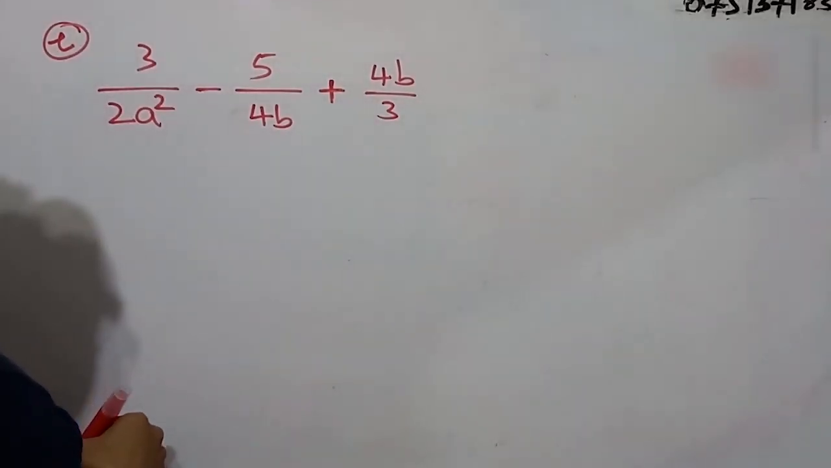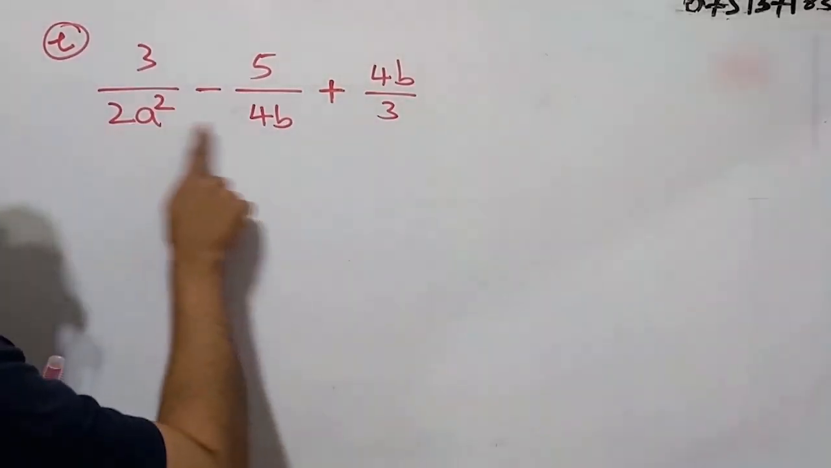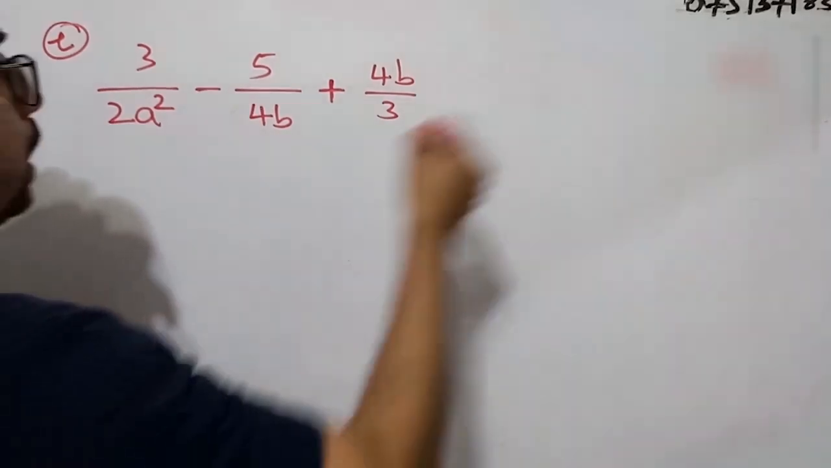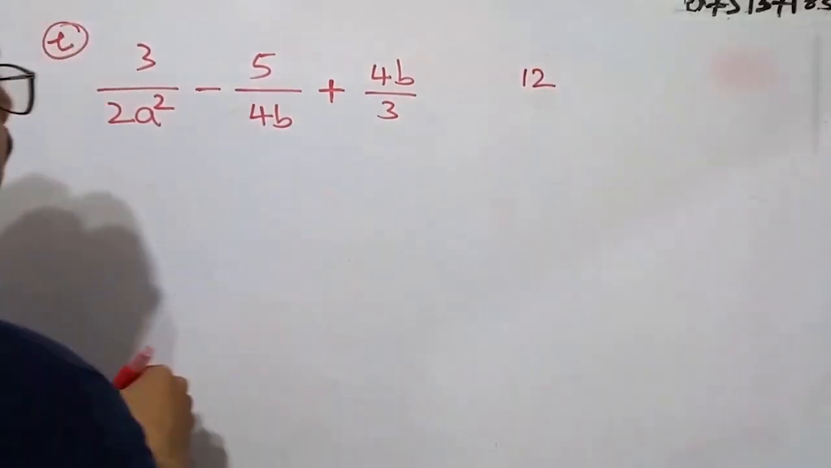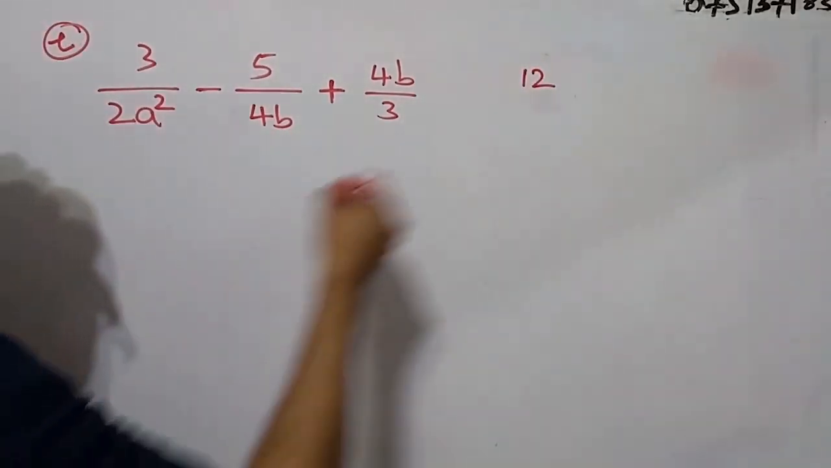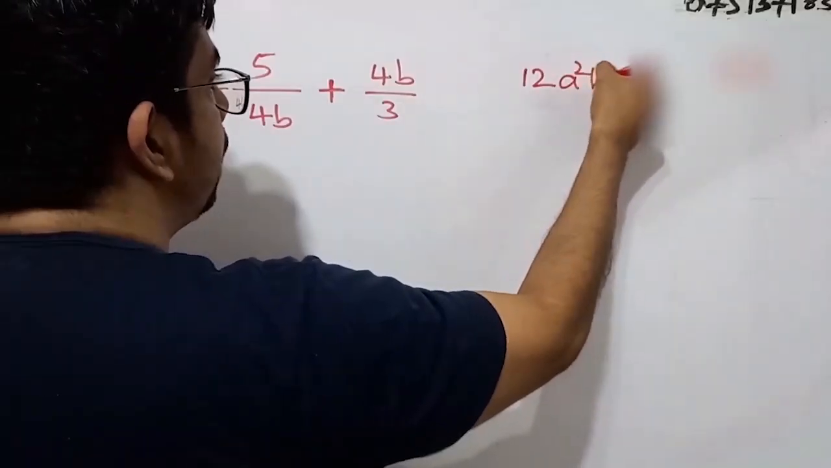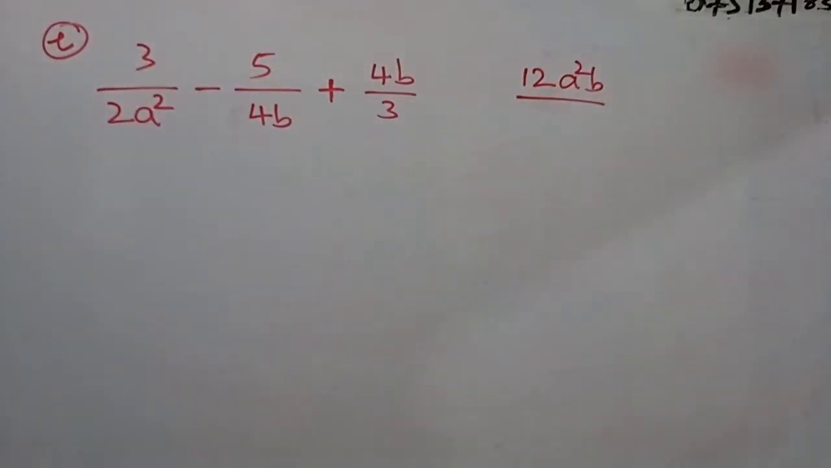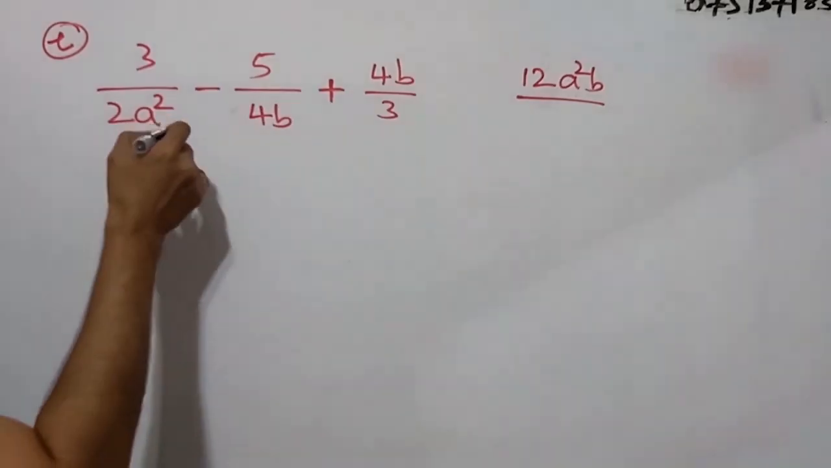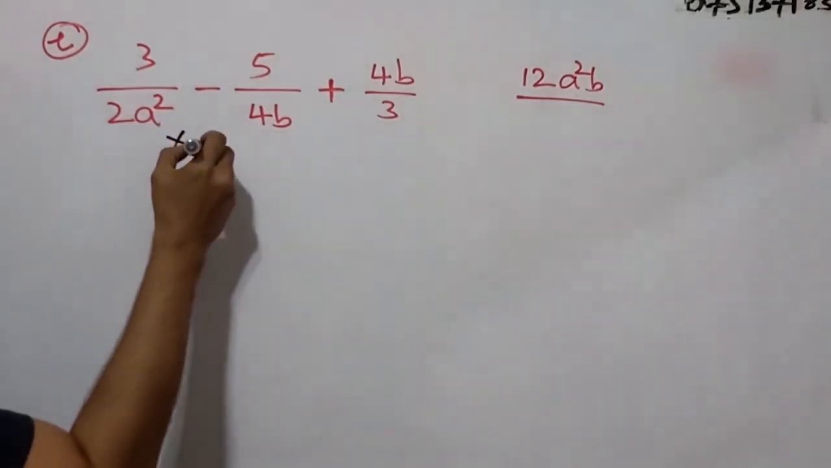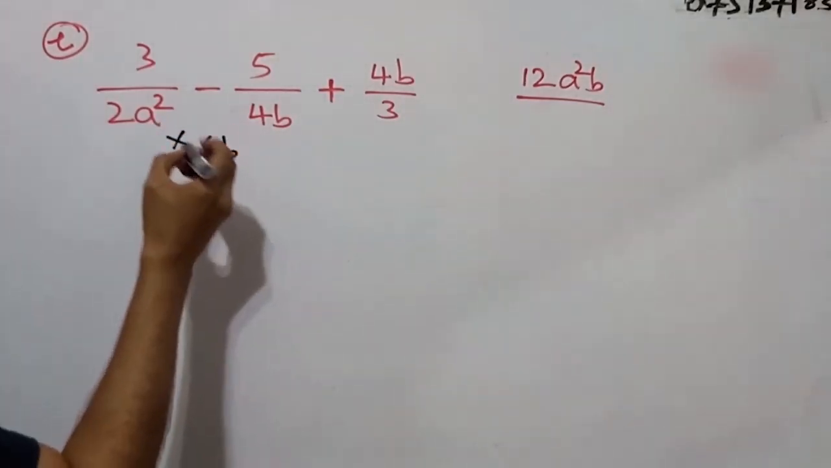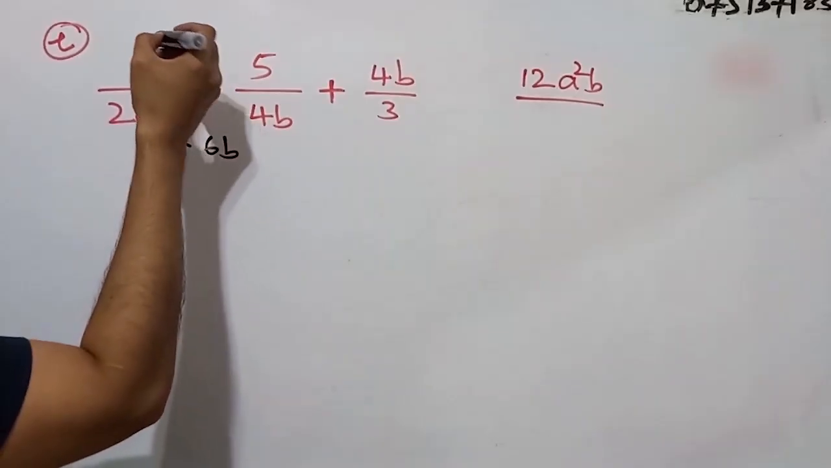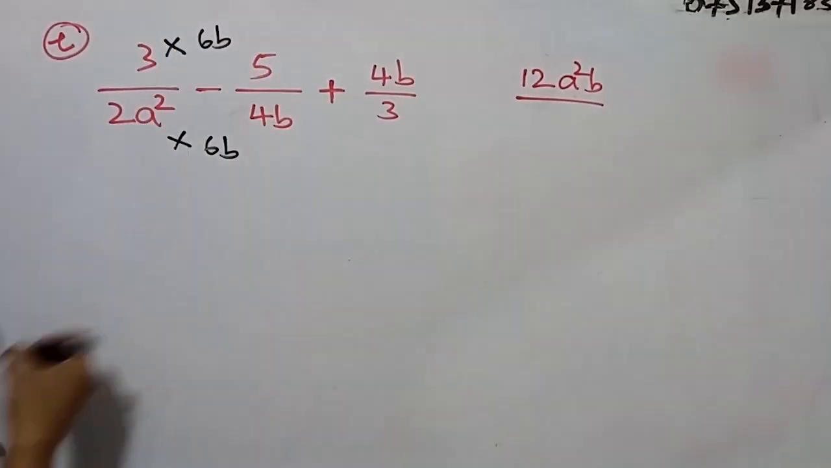Okay, so we have three algebraic expressions. So what will be the least common denominator? If we think about the numbers, least common denominator will be 12. If we think about the letters, it will be what? a squared and b. So that means 12a squared b will be the least common denominator. Right. So that means we need to multiply this term by what? 6b. So we need to multiply 3 by 6b as well.